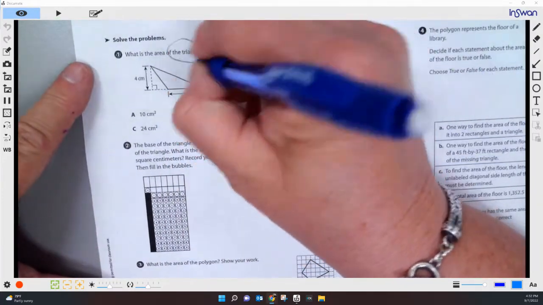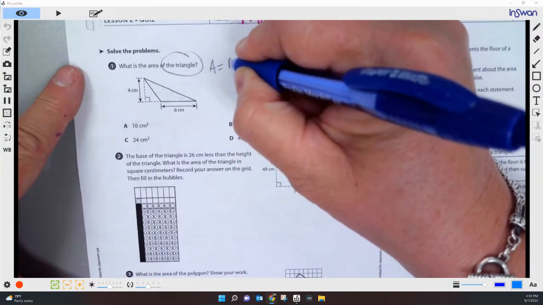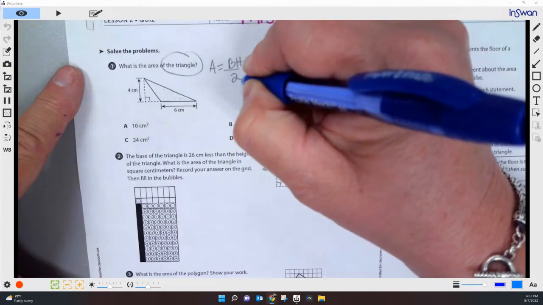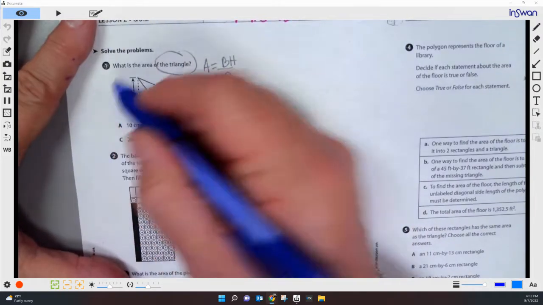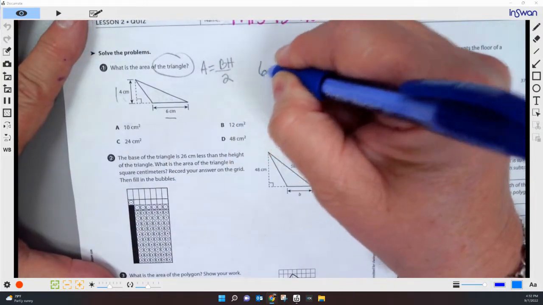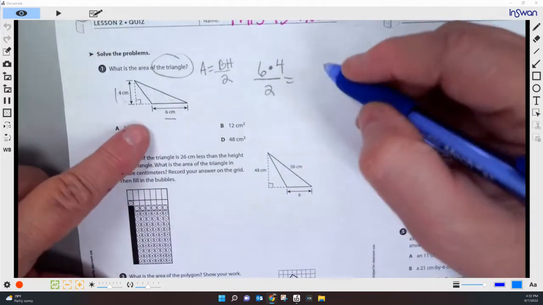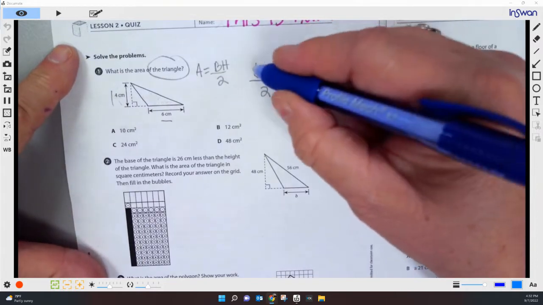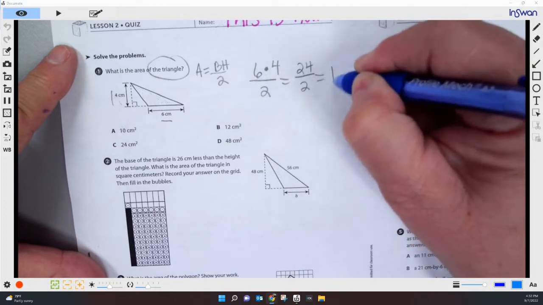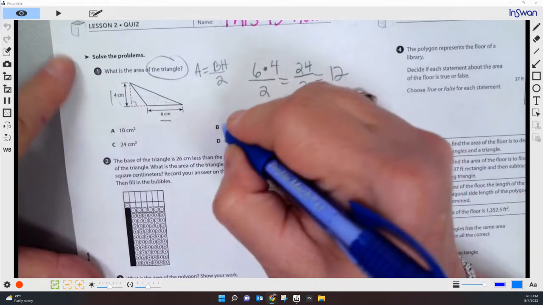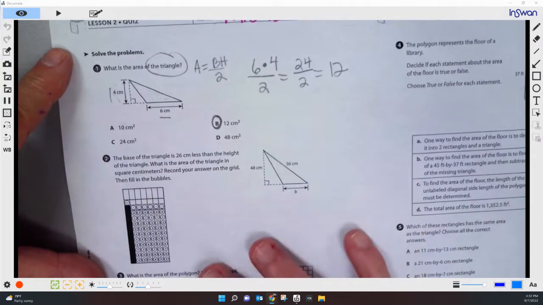So if we have the area of a triangle, the first thing that we need to remember is that area equals the base times the height divided by 2 for all triangles. So if I look at this one and I plug my values in, I have a base of 6 and a height of 4. So 6 times 4 divided by 2 is going to be the area of this triangle. And 6 times 4 is 24. 24 divided by 2 is 12. So that means the area of this triangle is 12 centimeters squared. All right, moving right along.